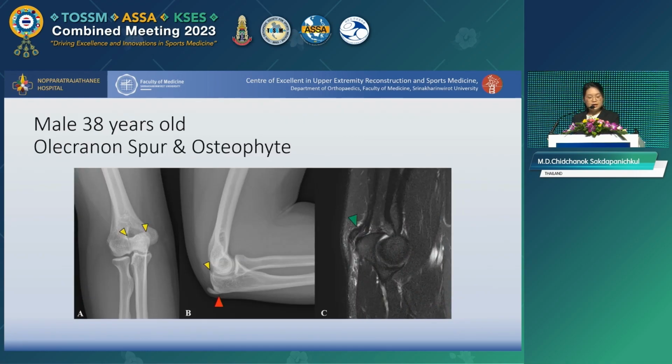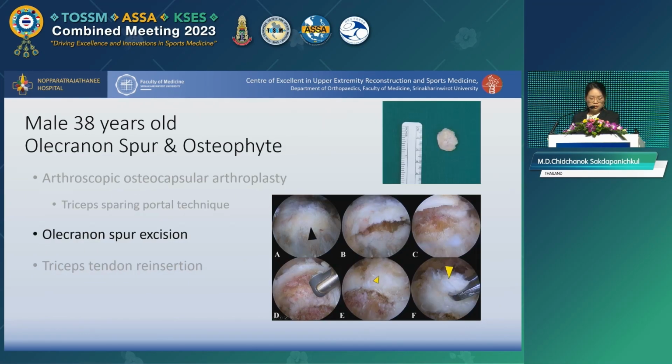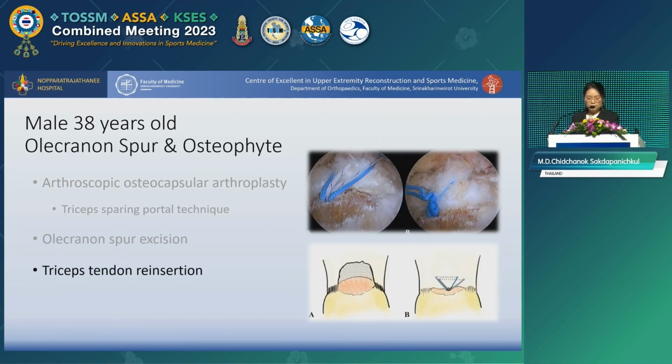And this is an example of a case with both spur and osteophytes. After performing the spur excision, you can see that the triceps was elevated. So after that, we repair the triceps back to its insertion.